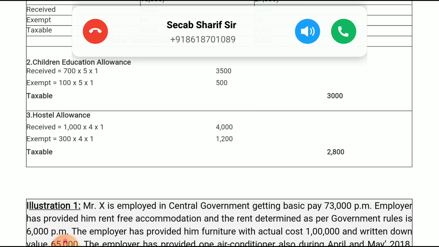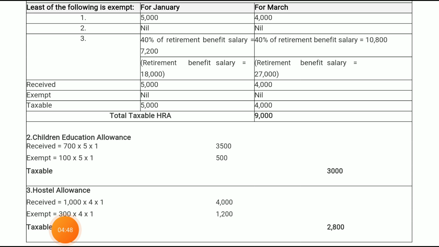So exempted is 100 per month into 5 months into one child. So it is 500. So the taxable amount is 3,000 rupees.